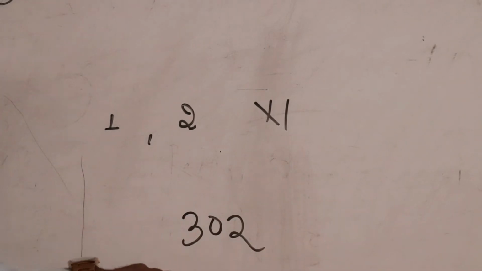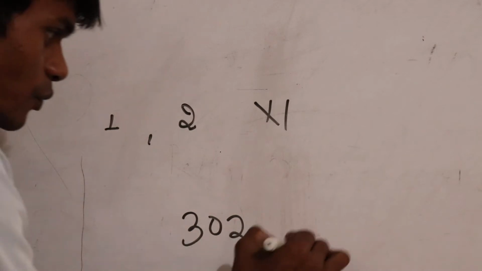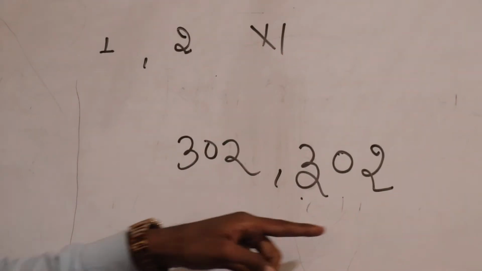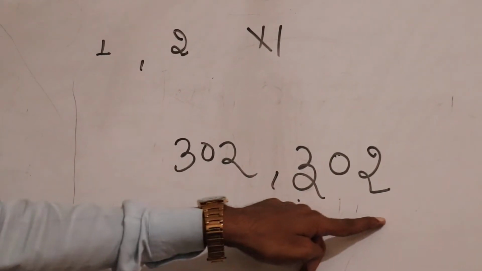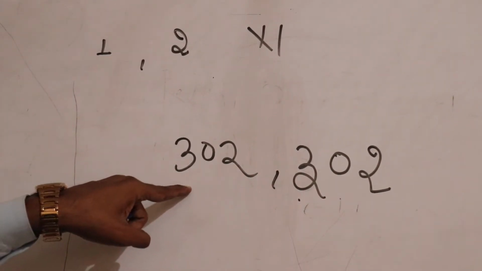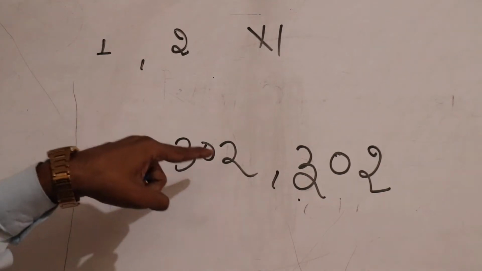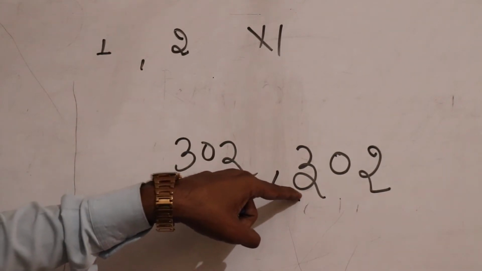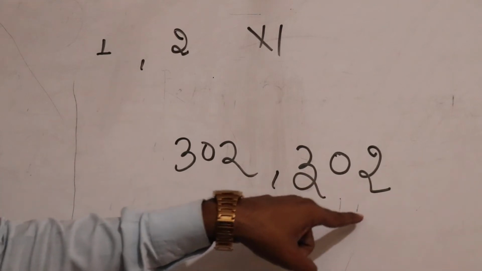332. Which type of number? Roman number. But 302. Which type of number? This is the Devanagari number. Understand? 302 means Roman number, Hindu-Arabic number, but 302 means Devanagari number.